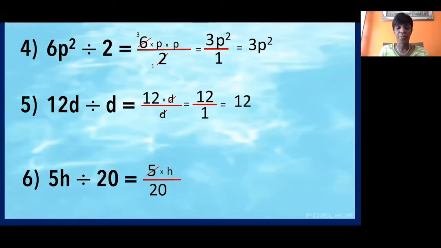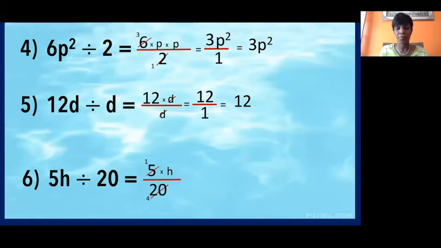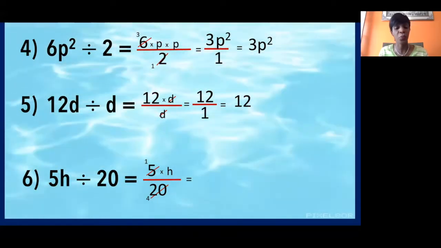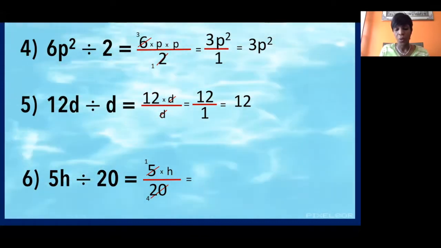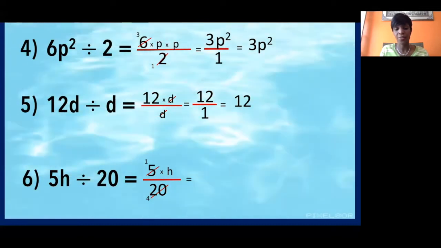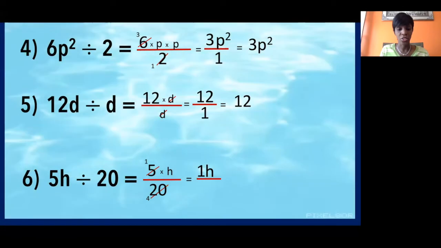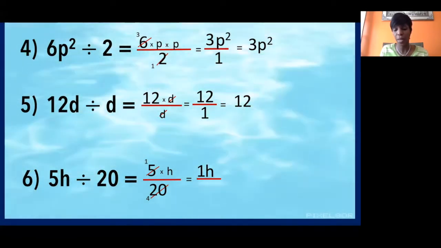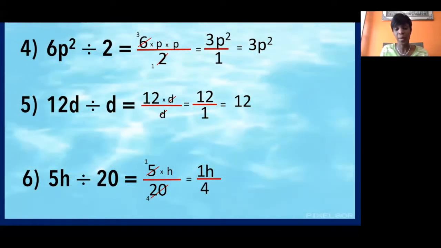So 5 goes into 5 once. 5 goes into 20 4 times. And what do we have left? We have H. There isn't any H at the bottom, so we cannot do anything with the H. So what will go at the top? Now it's time to write our answer. We have one whole number, so 1H, because we know 1 times H is the same as saying 1H. When we multiply, we omit the multiplication sign. And at the bottom, we have 20.